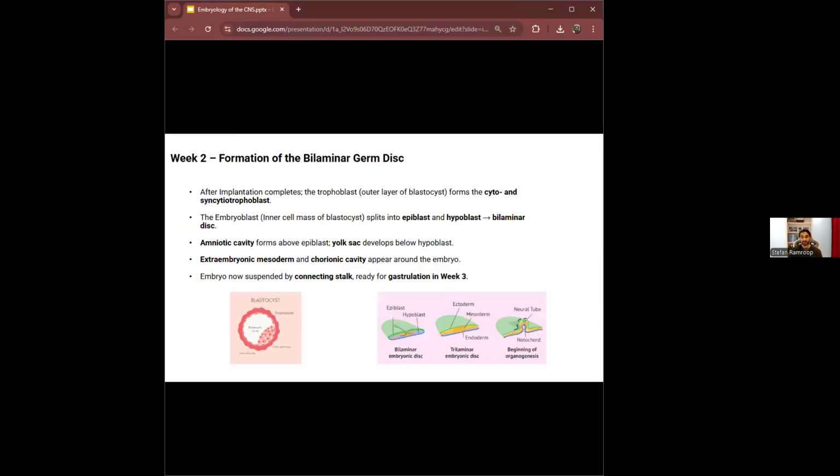So after the first week, on the second week now, your inner cell mass, or your embryoblast, is now going to divide into your epiblast and your hypoblast. And that's going to form your bilaminar germ disc. Above the epiblast, the amniotic cavity develops, and then below the hypoblast, the yolk sac is going to form. And around this, the extraembryonic mesoderm and the chorionic cavity appear, and that's going to suspend the embryo by the connecting stalk, which will become the future umbilical cord. So week 2 sets up the stage for gastrulation in week 3.